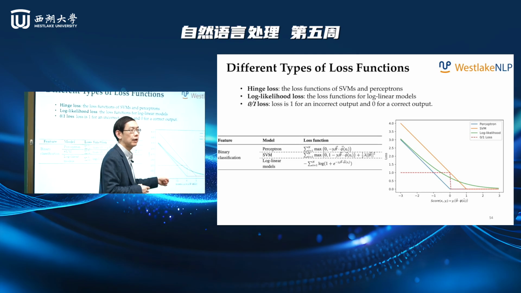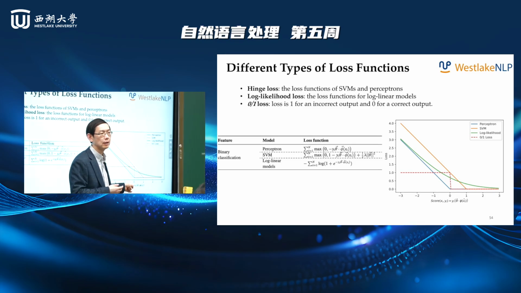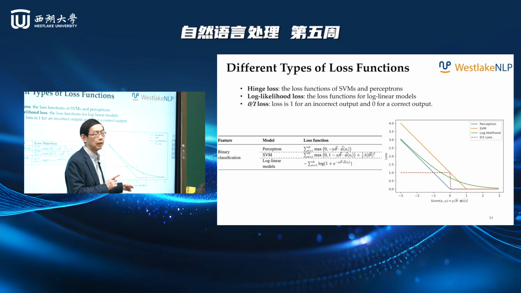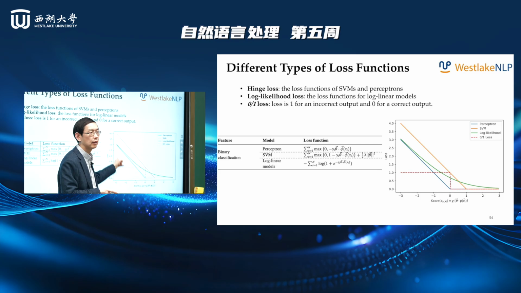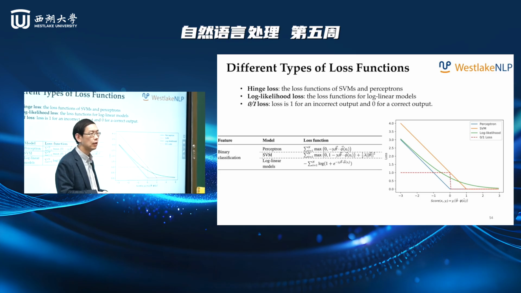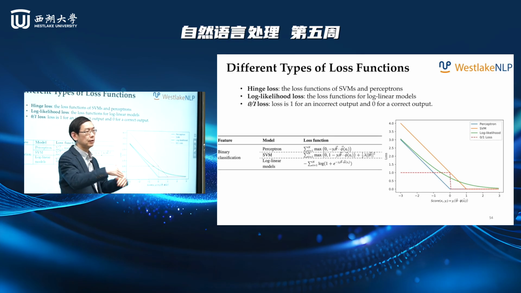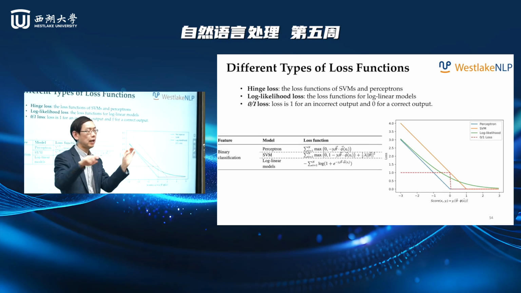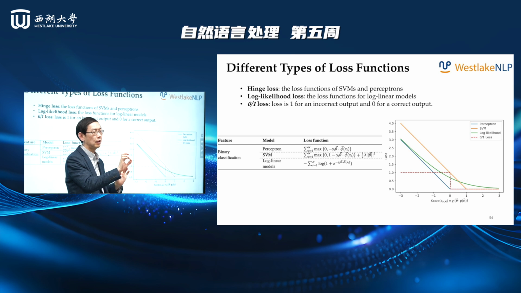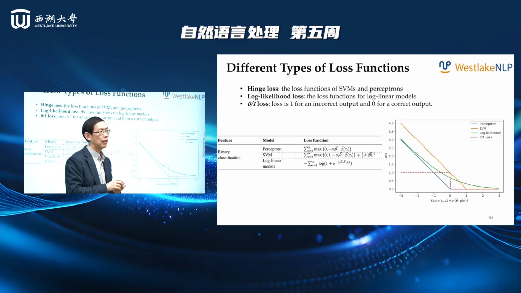For perceptron, right? As long as theta dot phi is greater than 0, there's no loss, right? The model predicts the correct label. But when theta dot phi is smaller than 0, perceptron has a loss that is proportional to theta dot phi. Okay? So these two loss functions, they are these curves. Okay? They have a point of turning to 0. And they are called hinge loss functions.